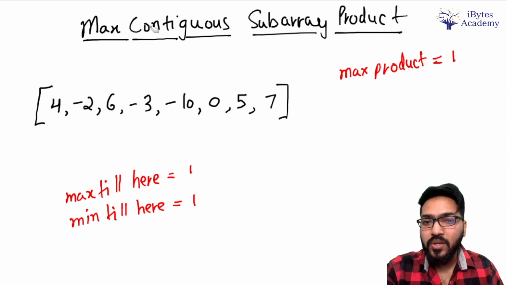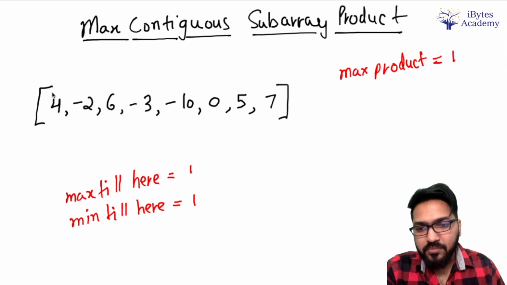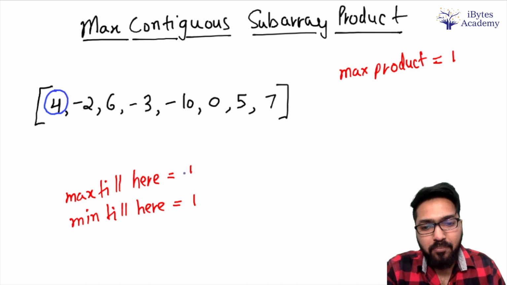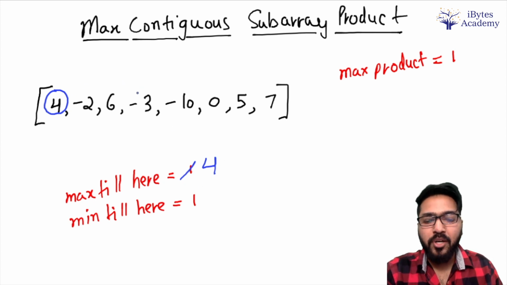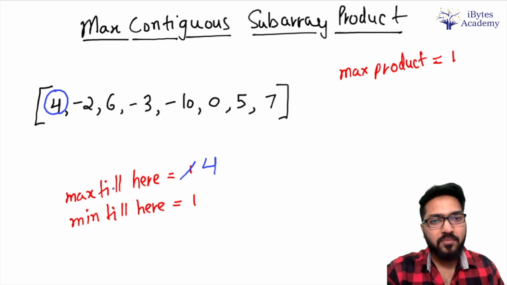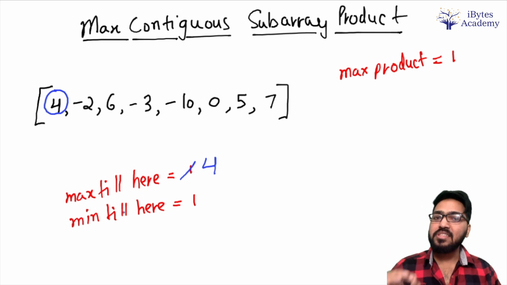Now just try to understand this very carefully. If my number is greater than 0, like the first number, obviously I can update my max till here simply by multiplying by that number, right? Because my max till here is always going to be positive, and I can straightaway multiply it by a positive number to get a bigger number. Also, my max till here is always going to be 1 or more than 1, and my min till here is always going to be 1 or less than 1. I'm just going to maintain it in this way: max till here is always greater than or equal to 1 and min till here is always less than or equal to 1.